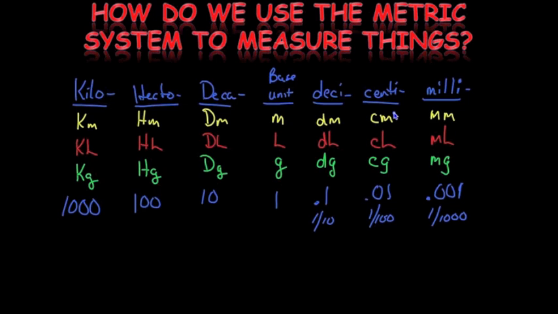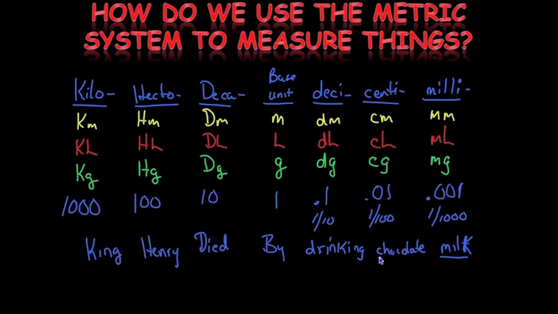One way to remember the order of these prefixes is through a silly sentence where the first letter in each word represents the prefix. All right, and that sentence is, King Henry died by drinking chocolate milk. What you should notice is the first letter in each word represents the prefix it's representing. So king, kilo; Henry, hecto; died, deca; by, the base unit; drinking, deci; chocolate, centi; and milk, milli.